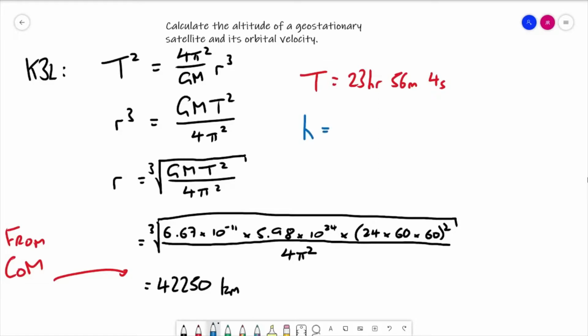So the height will be 42,250 minus 6,370, which gives us a final answer for the altitude of 35,880 kilometres, so just under 36,000 kilometres above the surface of the Earth.